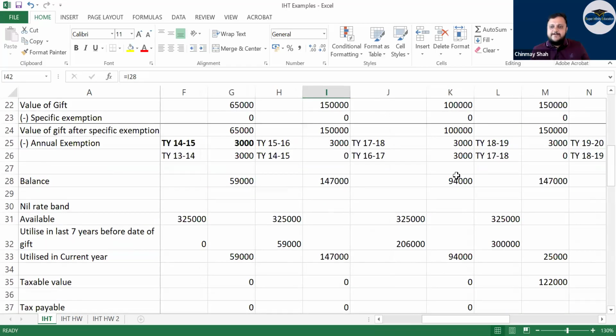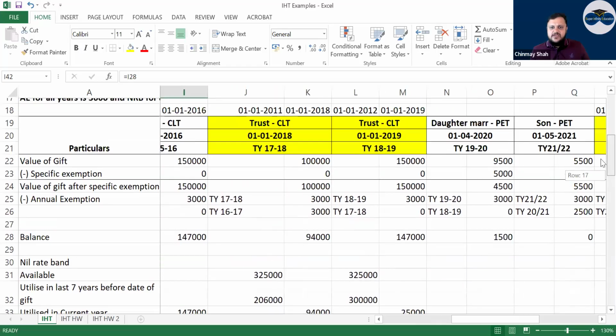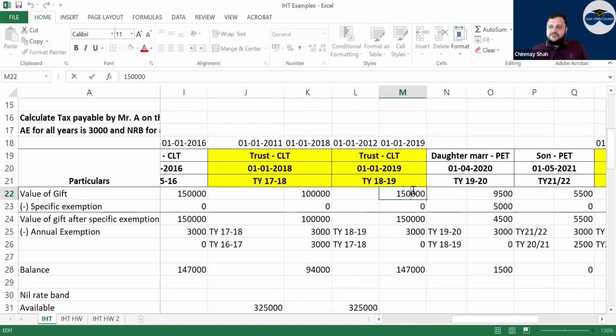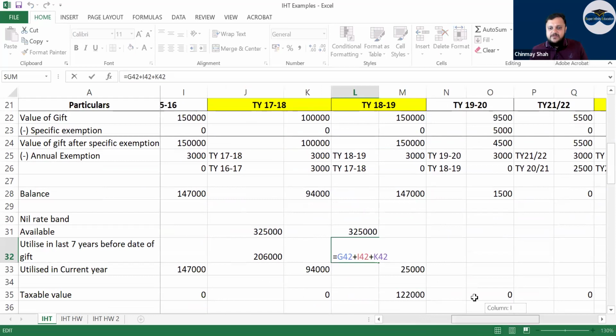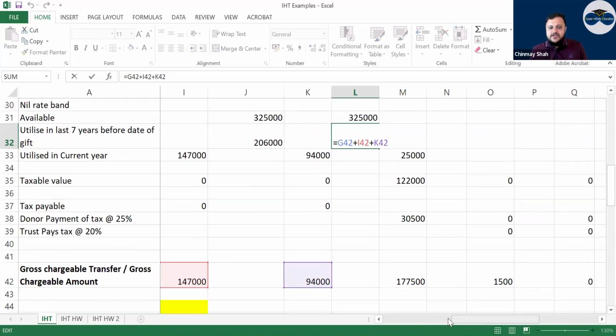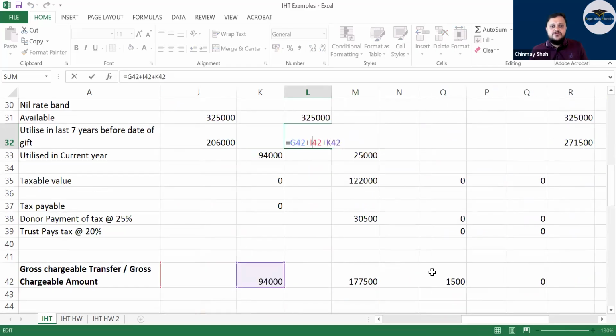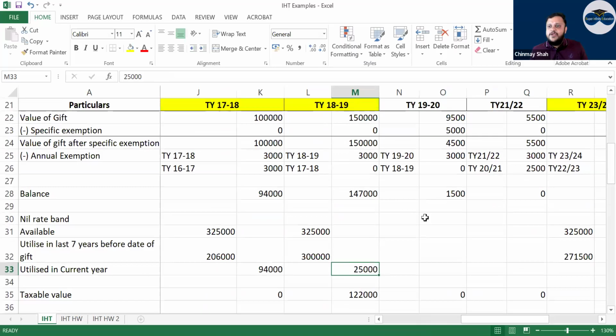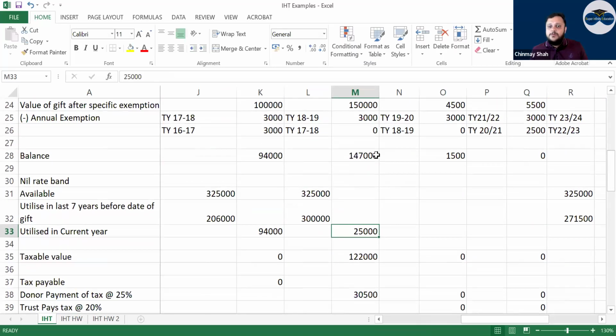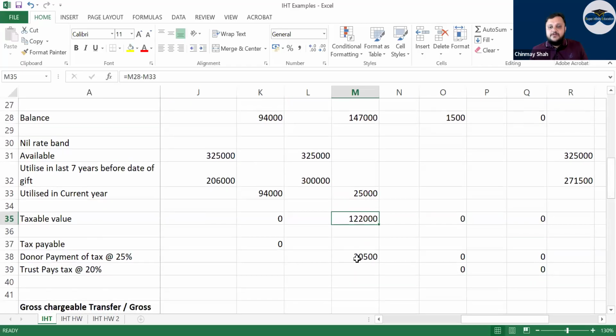See, देखो, right? ये 94,000 again same thing happened, but come to this 147,000 CLT है, correct? 150,000, correct? 3,000 का AE, correct? You have 147,000. Now, stay very vigilant, right? Out of this 300,000 is utilized. How? Have a look. 3 GCTs in the last 7 years. This 94, 147 and 59. So you have utilized how much? 300,000. How much is not utilized? Tell me. 25,000. So how much is taxable? 147 में से 25,000 can be utilized. 122,000 is taxable. On that, right?